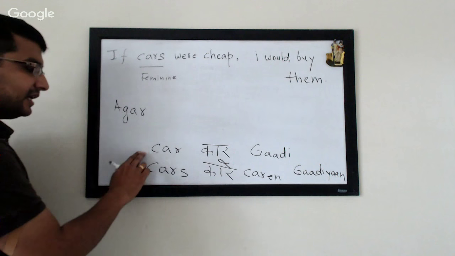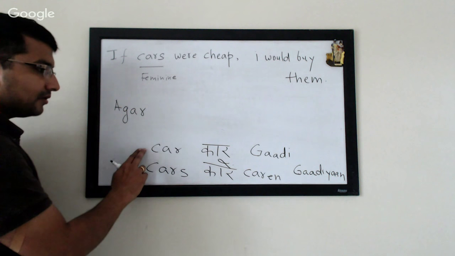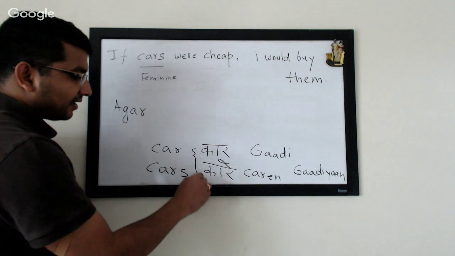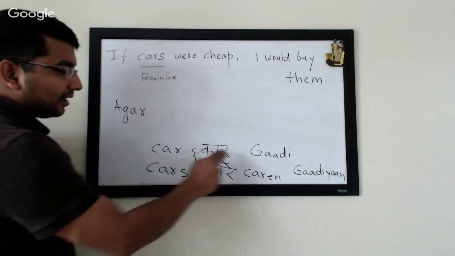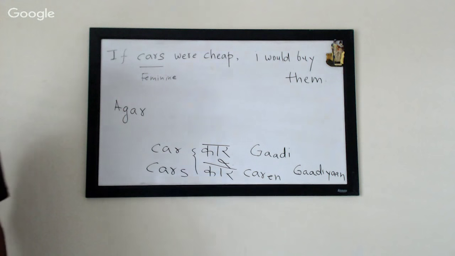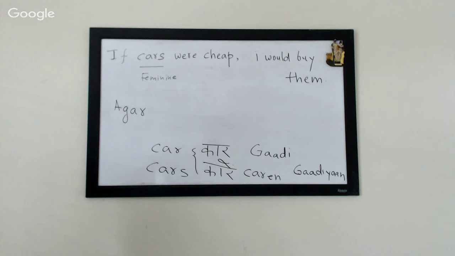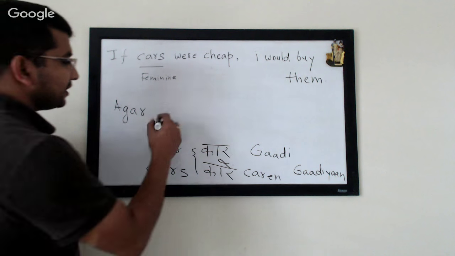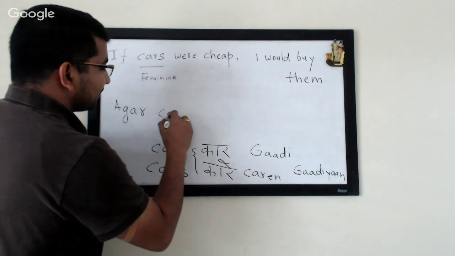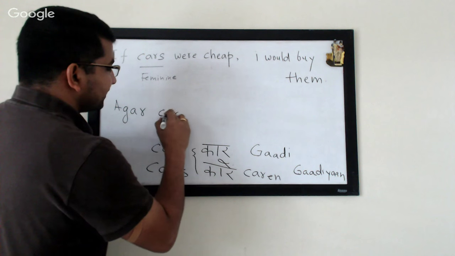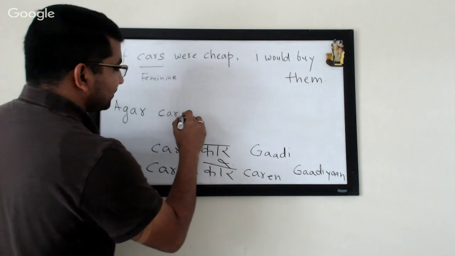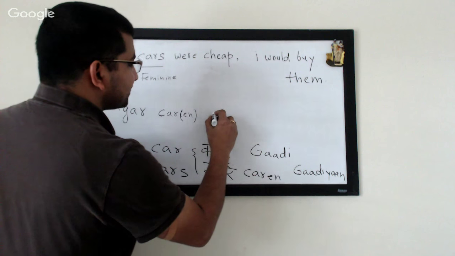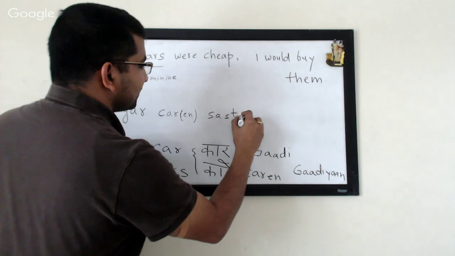They're similar to ladki, ladkiyan. Car is using a different format. Car, karen, ladki, ladkiyan, gaadi, gaadiyan. Okay, right. So let's say you use agar karen, read it as cars or karen, कारें सस्ती होती.